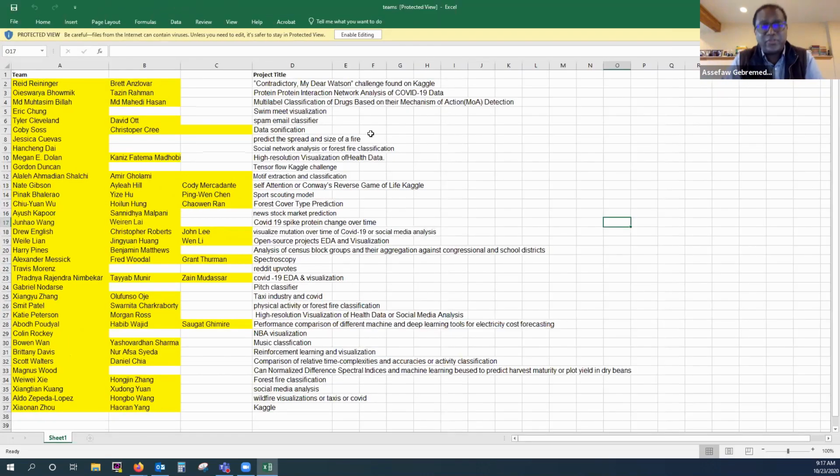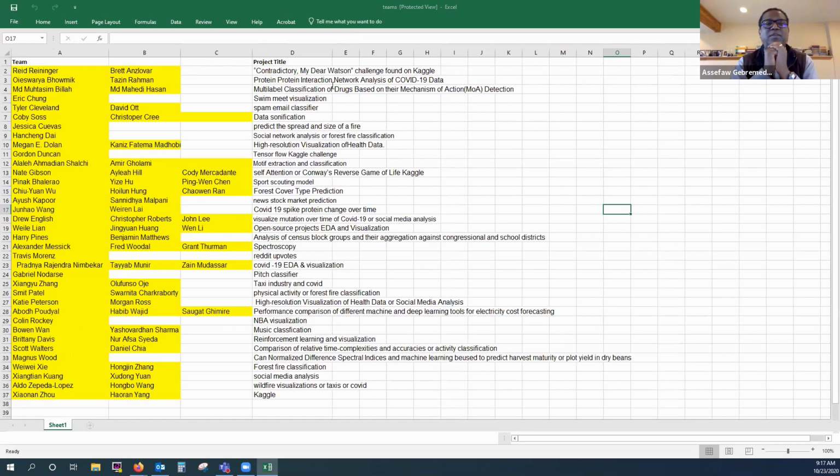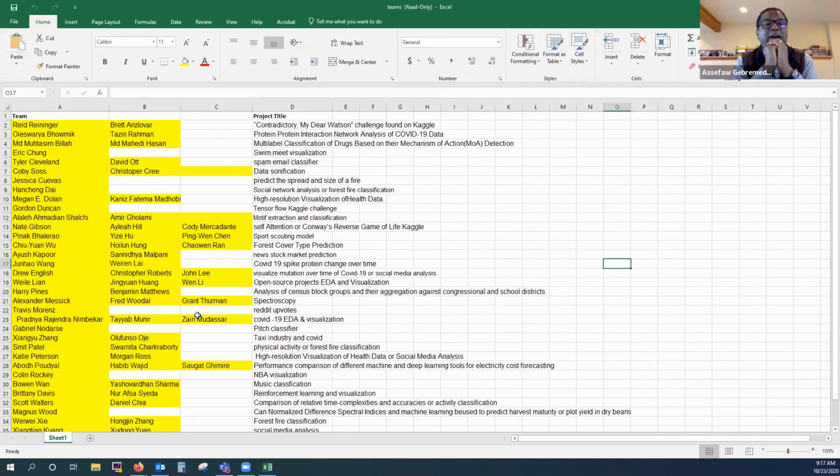Perfect. So this is not nicely done. I will improve it and make it look better. But what I have done with the help of Helen is just find what you were saying, and then list the teams on the left and what project title they currently have. This is just a rough indication of what you're saying right now. It could be tweaked, it will be refined, it will tell exactly what you have done.